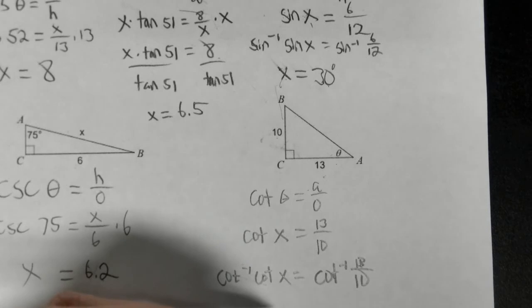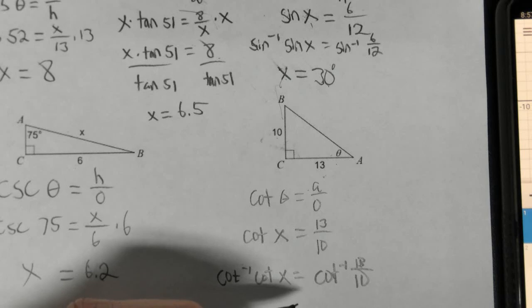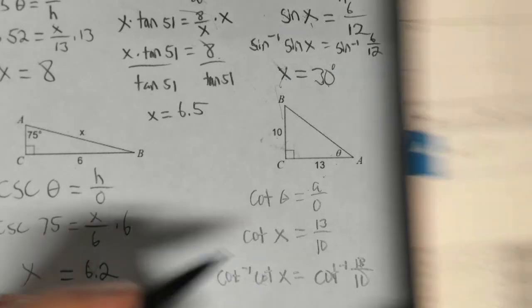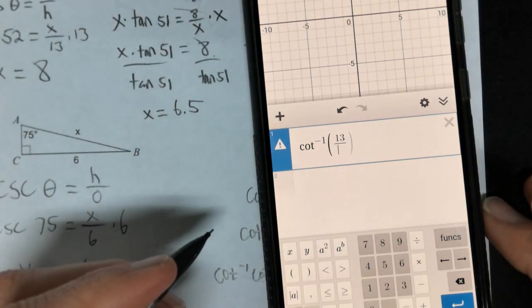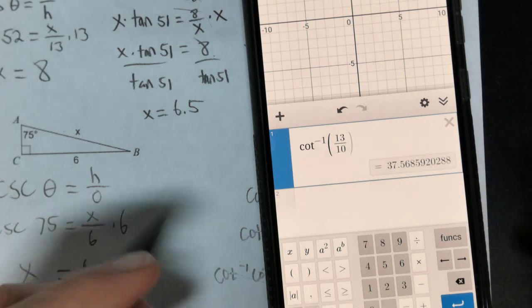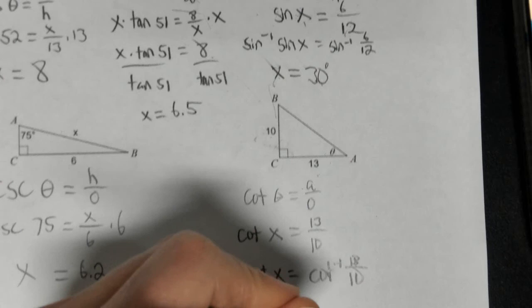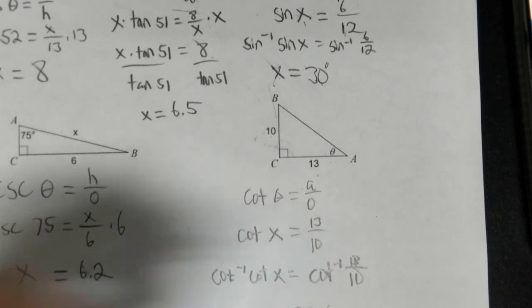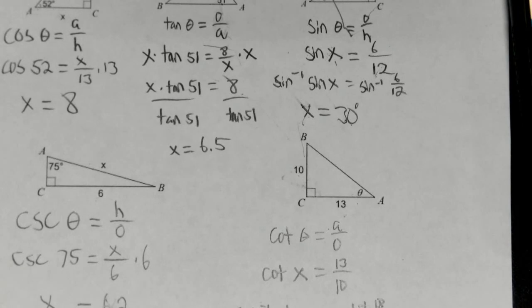And so now I need to go back to the inverse cotangent of 13 over 10. And so we get 37.6 as our answer here. All right, so in this lesson, we're just using the 6 trigonometric functions in order to set up and solve problems in right triangles.